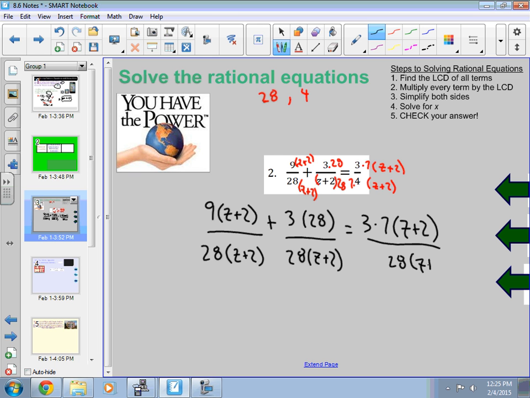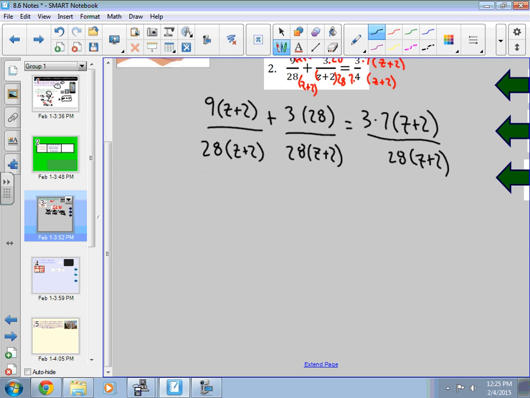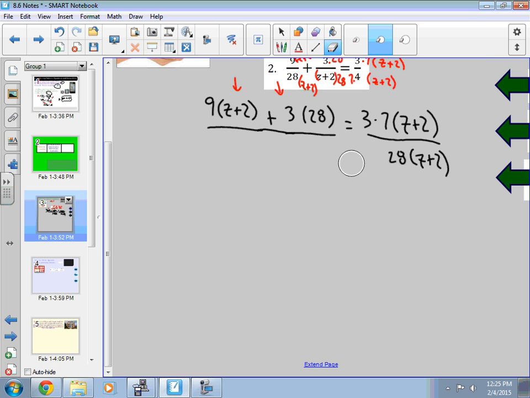All right, so that's a good start. Now we've got a common denominator, and if we've got a common denominator, what we can do here is add these two on the left together. These two terms should be able to be added since they have a common denominator now. So if we add them up, it's basically the same thing with just that same common denominator. So the whole denominator here would be 28 times z plus 2.